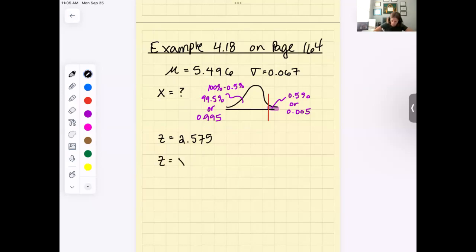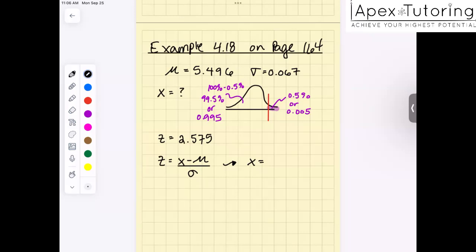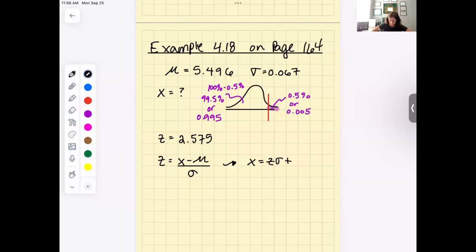So remember, the equation is Z equals X minus mu over sigma. But we have sigma, we have mu, and we have Z. So we're actually trying to solve for X in this problem. So you can go ahead and isolate the variable X, solve for X. And what would X equal if you rearrange the variables? X equals Z times sigma plus mu. Perfect. Questions about that?